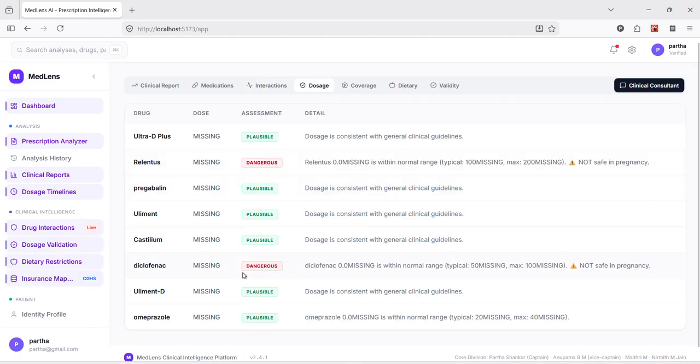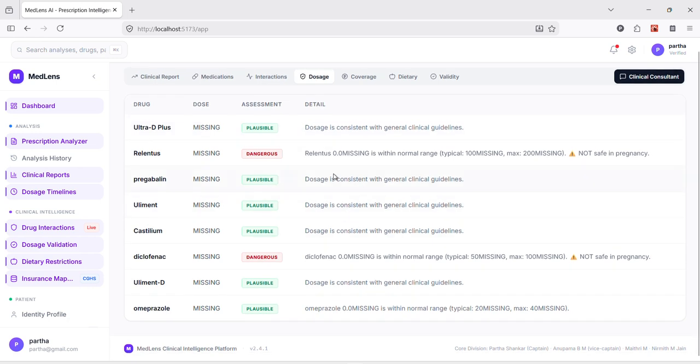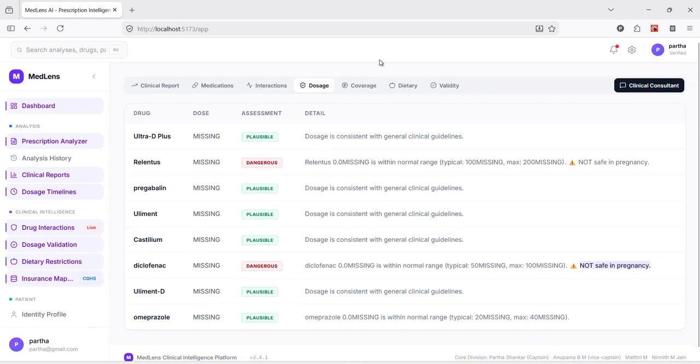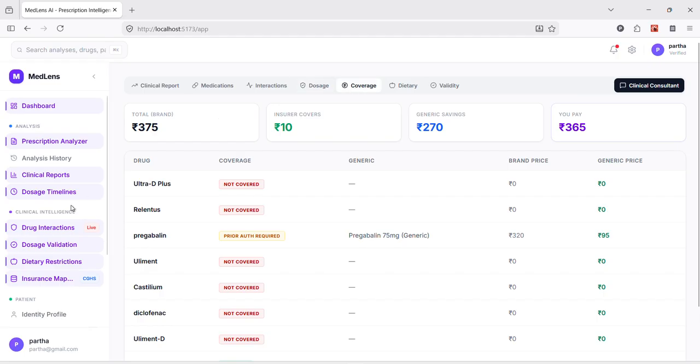Next, we come to dosage. The dosage is missing in the prescription. Another flag is raised here, and it gives us proper detail as to the consistency of our dosage, and whether it is safe during pregnancy or not. This really helps women who are conceiving or plan to conceive.